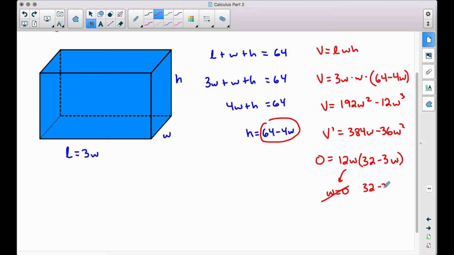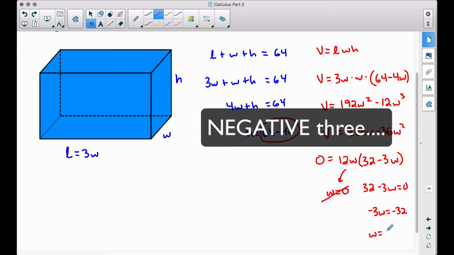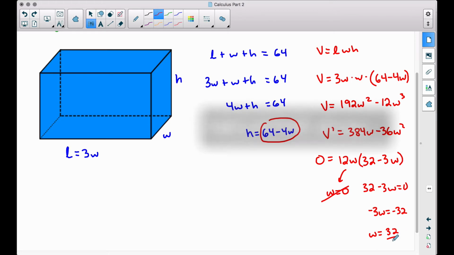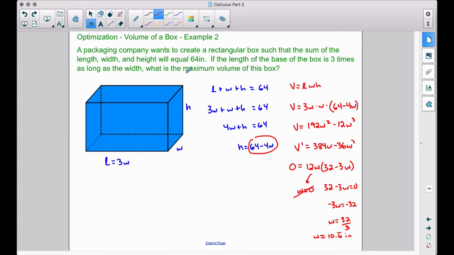Setting 32 minus 3W equal to 0, we have negative 3W is equal to negative 32. And dividing by 3, we have W is equal to 32 over 3. This would simplify to somewhere around 10.6 repeated inches. Now I'm going to leave W as 32 over 3, therefore I'm not rounding before I get to my final answer. And back to the original problem, we're trying to find the maximum volume of the box.